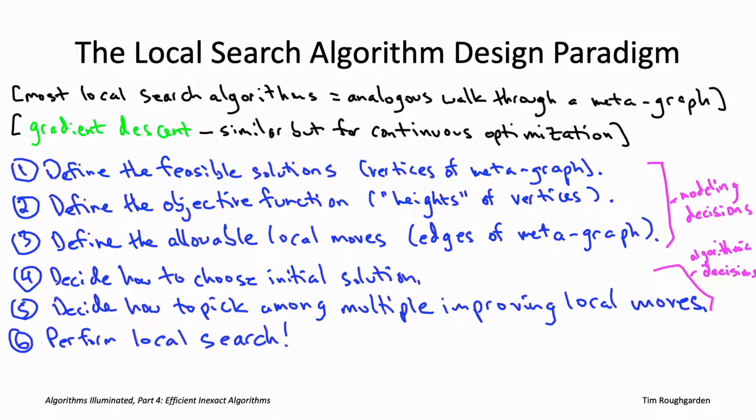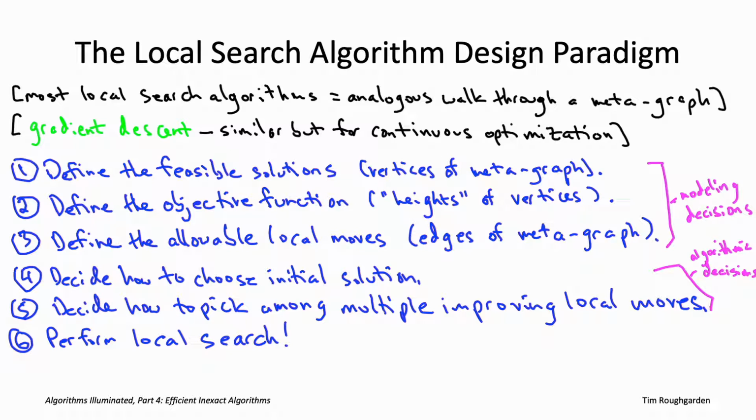Now notice, once you've made these first 2 decisions, what are the vertices of your metagraph and what's the objective function value? At this point, you already know what the holy grail solution is. That is, you already know the global optimum of an instance. That is just the feasible solution with the best possible objective function value, like in our 5-vertex TSP example, the tour with cost 23.